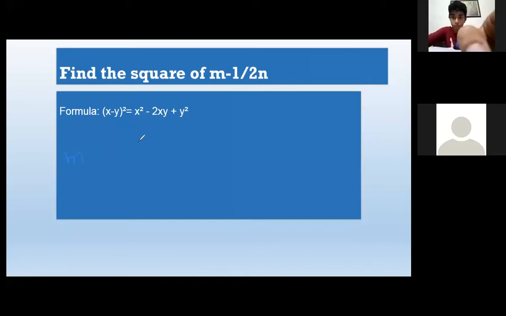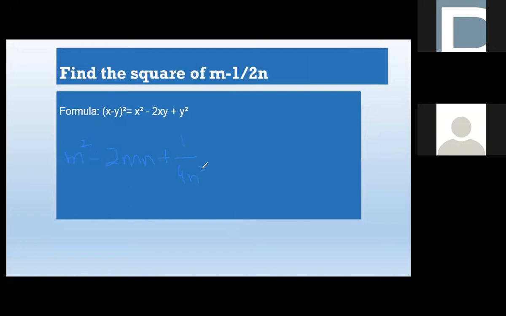Look at the screen. m square means, tell the answer. Okay, acha, m square minus 2mn minus 2mn, plus 1 upon 4n square. Okay, let's see whether it is a correct answer or not. Is it a correct answer, Vanya?